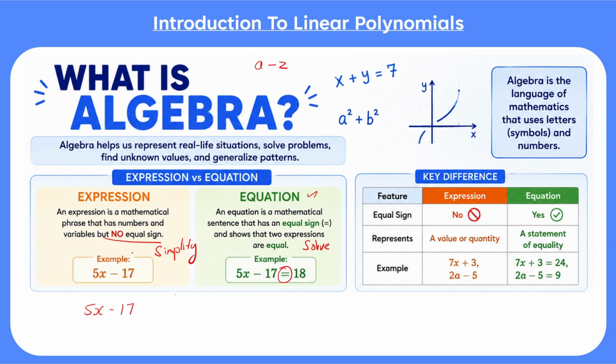Just understand the next basic: if you see an equal sign, we call that an equation. You could see E, Q, U, A, and if you just add an L, that will be equal. So an equation has an equal sign, whereas an expression doesn't. I hope the definition of algebra is clear, and also the definition of expression and equation and the difference between the two. Now let's move into the next basics.